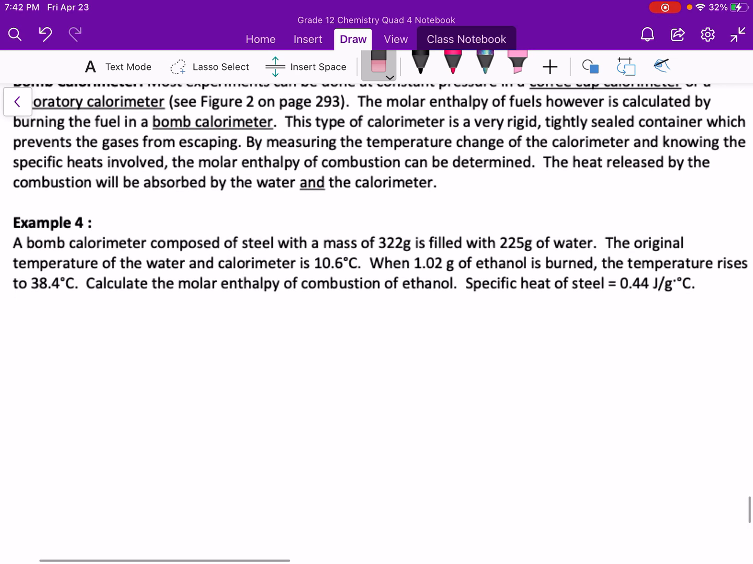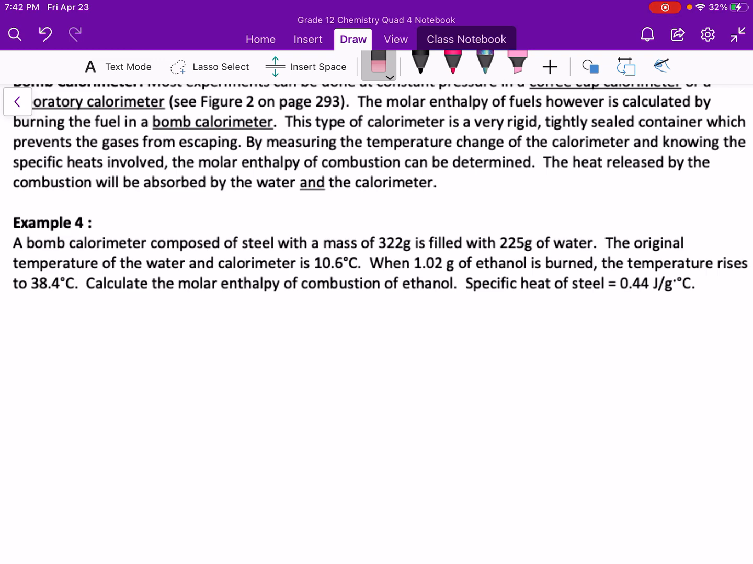So in this example, we have a calorimeter of steel with a mass of 322 grams filled with 225 grams of water. The original temperature of the water and the calorimeter is 10.6. When we have 1.02 grams of ethanol being burned, the temperature rises to 38.4 degrees Celsius. Calculate the molar enthalpy of combustion of ethanol, and it's giving us here the specific heat capacity of steel.